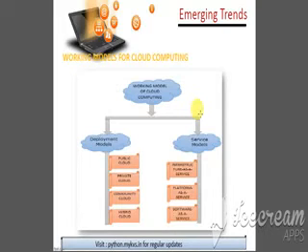Hybrid cloud means a mixture of all 3 types of clouds: the public cloud, private cloud, and community cloud. All these 3 things get mixed, and they form the hybrid cloud. And we have the service models also: infrastructure, platform, and software. In this way, this is the working model of cloud computing.